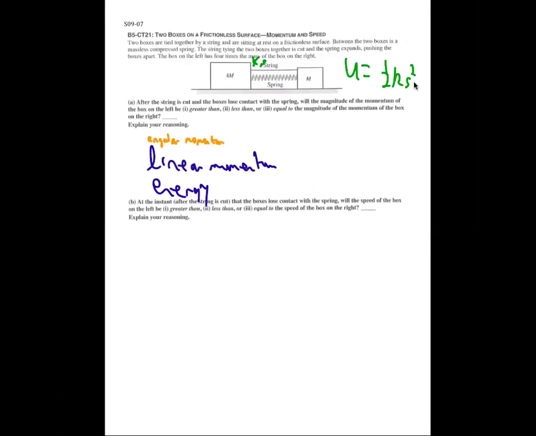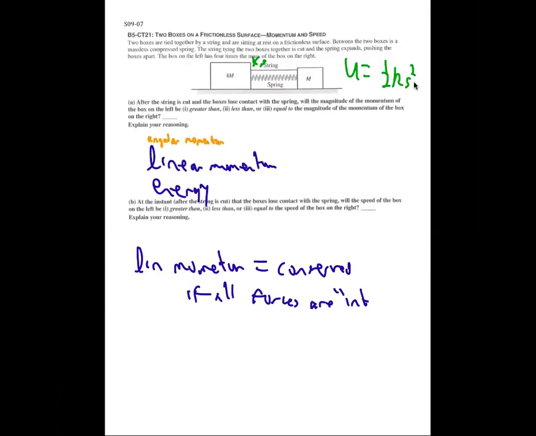For momentum conservation, the key thing is that linear momentum is conserved if all forces are internal. In other words, if the only thing causing a change in motion of some object is some other thing inside the system. So looking at this problem, the guy on the left is accelerated by the spring, and the guy on the right is accelerated by the spring, and they push back on the spring, but all of those are internal. So the total momentum of the system is going to be conserved. And since nothing was moving at the start, the total momentum of the system is going to be 0.